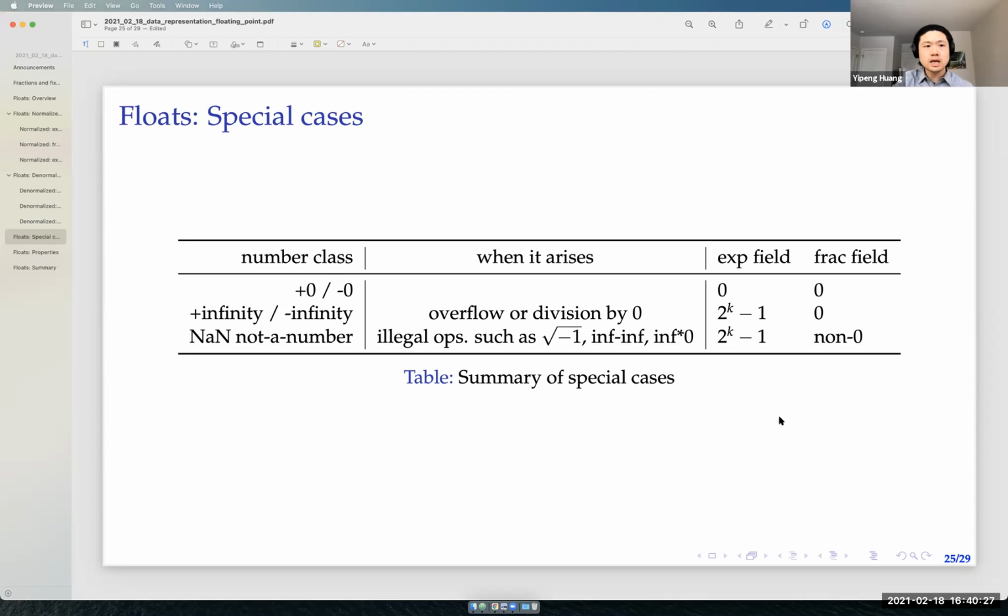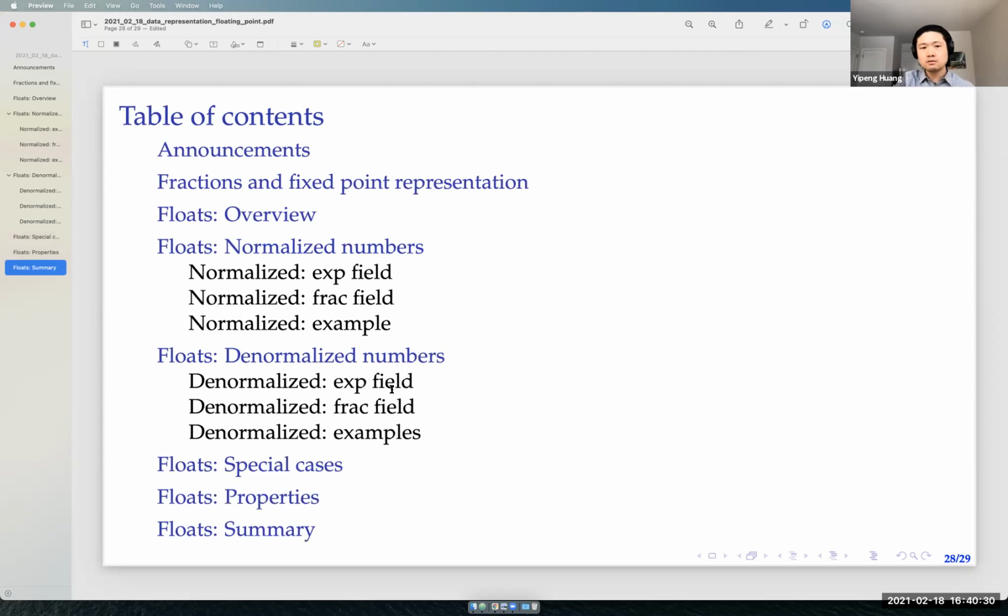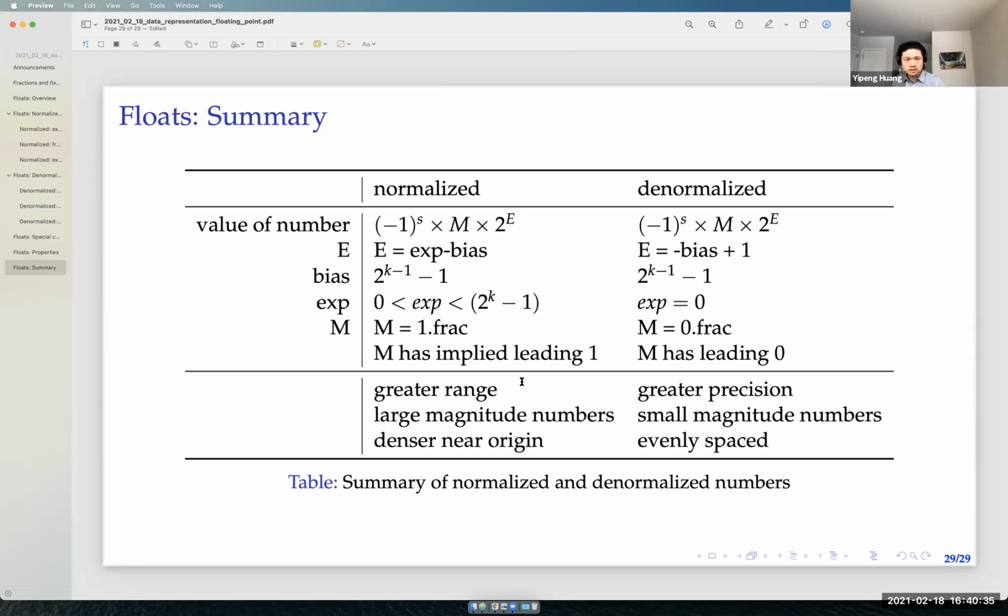All right, so that covers the major topics of floating point numbers. We'll use next Tuesday's class to work through a couple more examples and also some of the more corner cases and properties of floating point numbers. But this covers the major topics of how to go from floating point numbers to real numbers and real numbers to floating points. All right, so any questions about any part of lecture today?